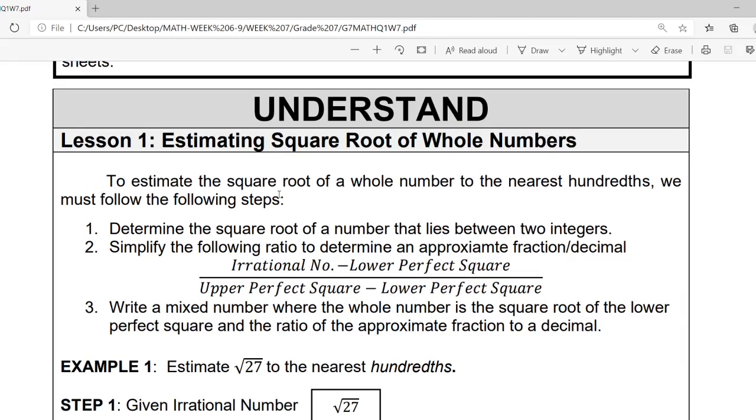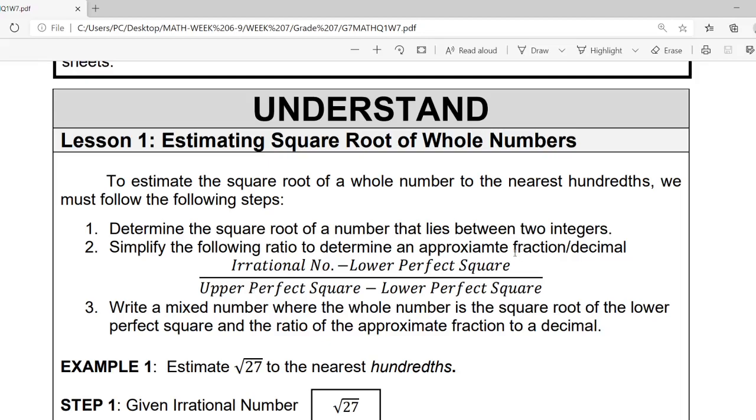To estimate the square root of a whole number to the nearest hundredths, we must follow the following steps. Number 1, we have to determine the square root of a number that lies between two integers. Number 2, simplify the following ratio to determine an approximate fraction or decimal.